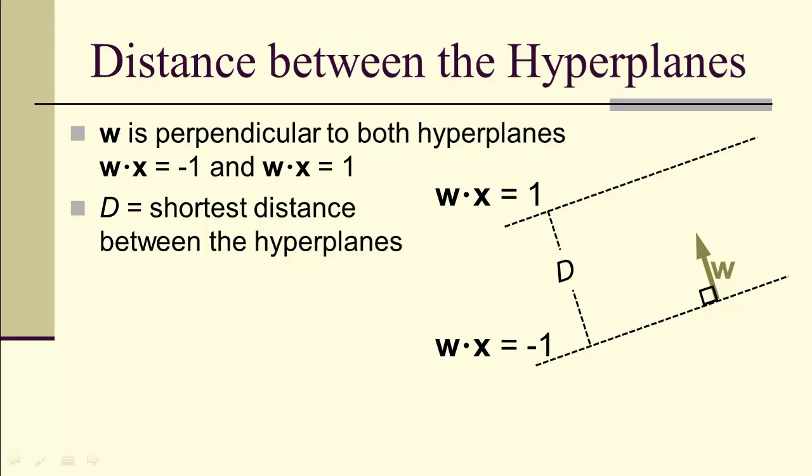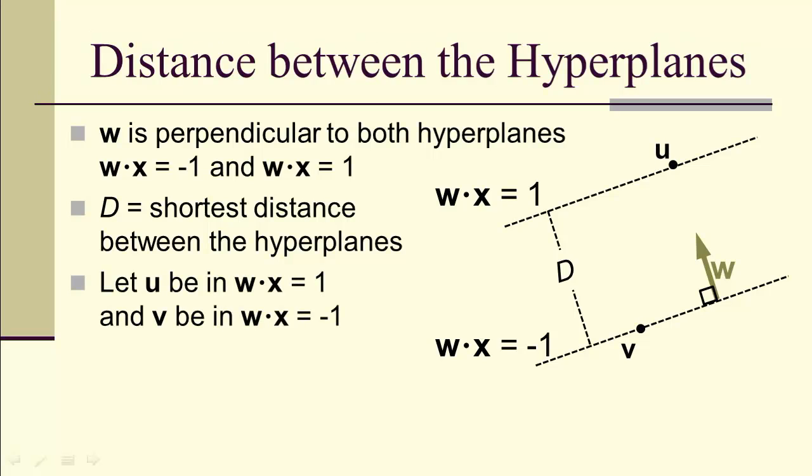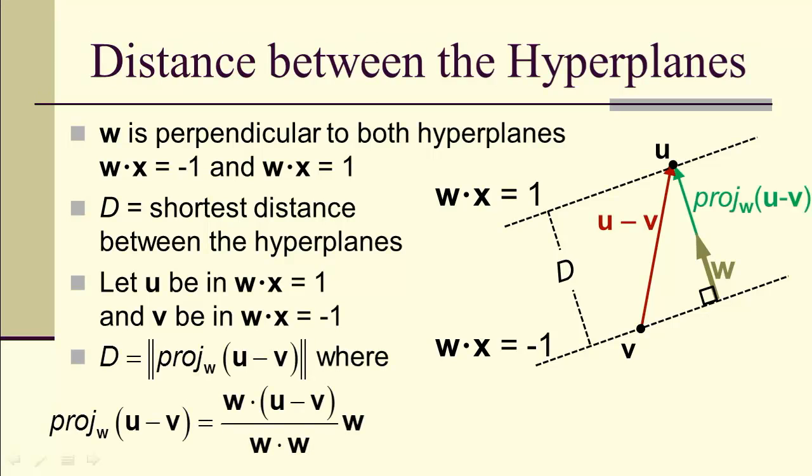We're going to find d to be the shortest distance between the separating hyperplanes. If we've got a u which is on the positives hyperplane and a v which is on the negatives hyperplane, and we draw a vector in between, then we can see that d is going to be the length of the side for which u minus v is the hypotenuse. And we call that the projection. And you can actually show that the projection of u minus v onto this vector w is w dot (u minus v) over w dot w times w.